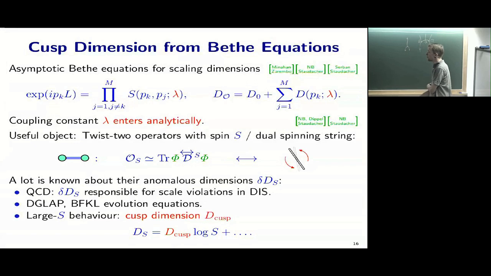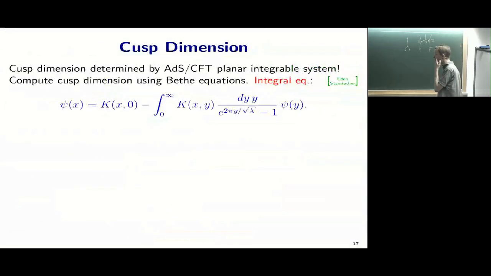Now, since we can in principle compute all of these dimensions from the Bethe equations, we can also compute the cusp dimension. Turns out it's even easier to manipulate the equations to get something that gives us the dimension. And that's what we did.